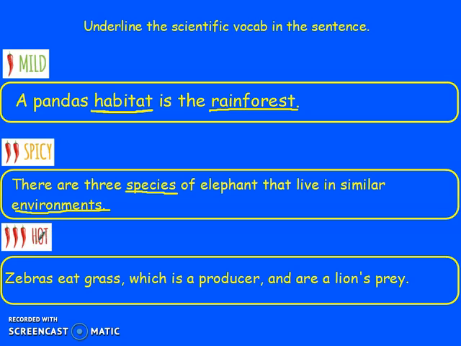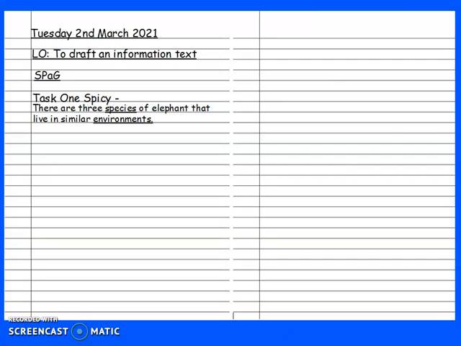If you chose hot, your sentence was, zebras eat grass, which is a producer, and are lions' prey. So you could have underlined producer and prey. So if you got those correct, you underline the correct word, you can give yourself a nice tick. And then we can go on to our next.